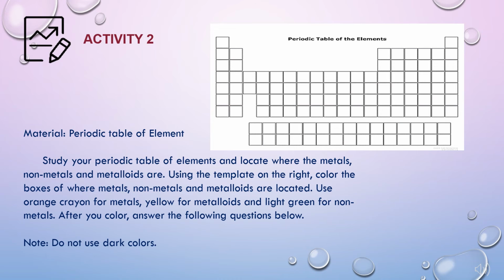Use an orange crayon for metals. Yellow for metalloids. And light green for nonmetals. Use light green or any light shade of green.